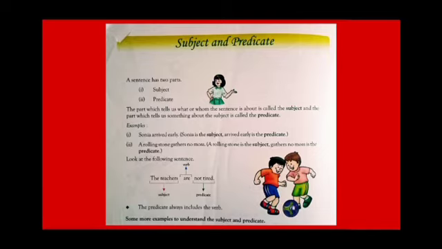Look at the following sentence. The teachers are not tired. This sentence is about whom? About the teachers. Who are not tired? The teachers. So the teachers is the subject, and are not tired is the predicate. Basically, are is the be verb, but the verb and the be verb are also included in the predicate. Let's have some more examples to understand the subject and predicate.